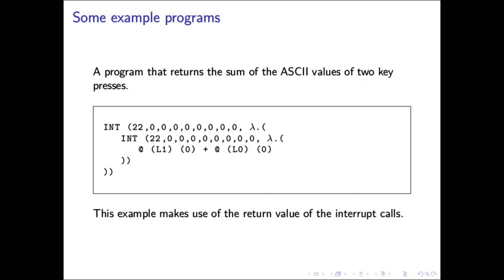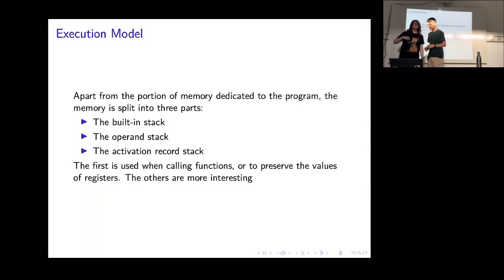This final example makes use of the return value of the interrupt calls, and what it does is very simple. It takes 2 key presses from the keyboard, and it returns the sum of the ASCII values of the characters corresponding to the keys that were pressed. Well, we implemented it.